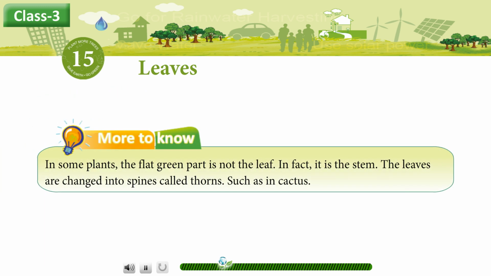More to know. In some plants, the flat green part is not the leaf. In fact, it is the stem. The leaves are changed into spines called thorns, such as in cactus.